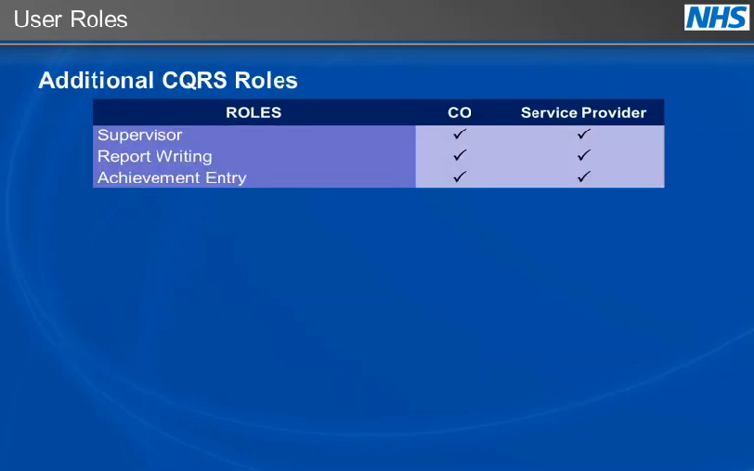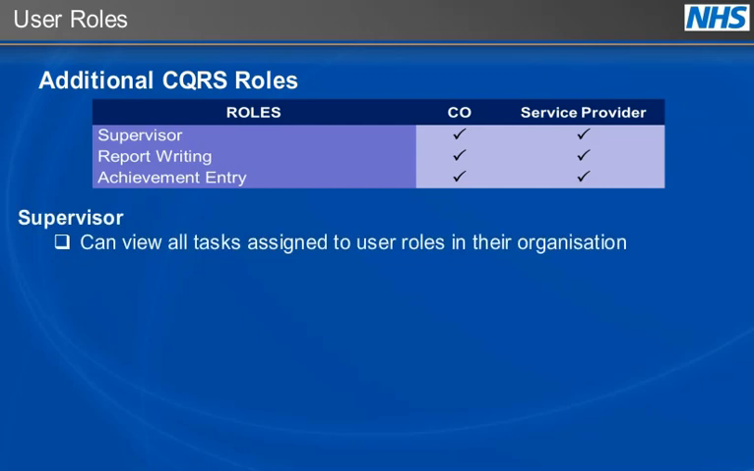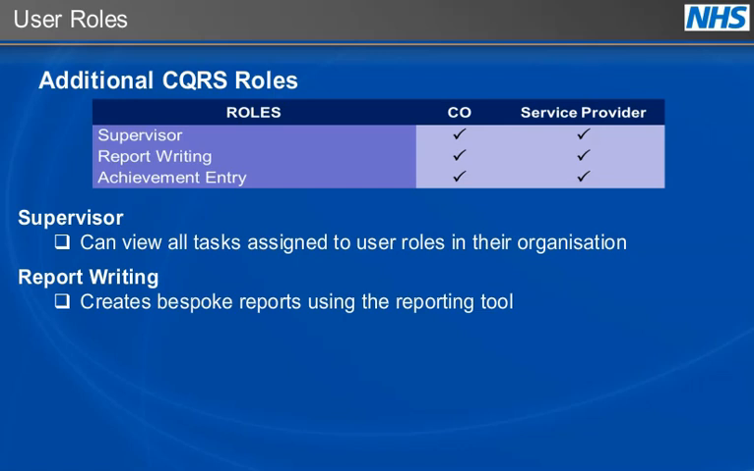There are three more roles you need to know about. Supervisor and report writing roles are the same for all organizations. The supervisor role can see all tasks assigned to all users in their organization. The report writing role can create bespoke reports using the reporting tool.